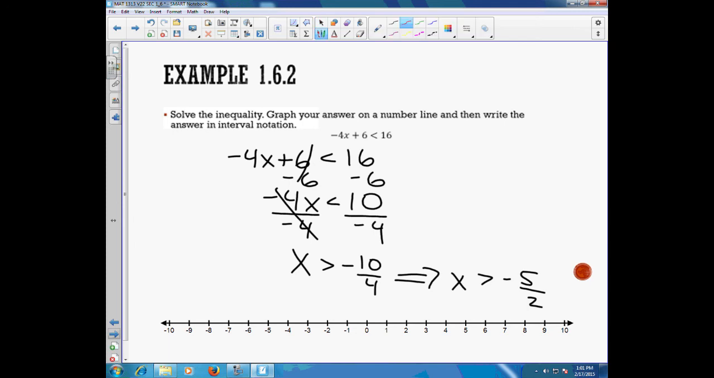Well, negative 5 over 2, that's negative 2.5. And we know x is going to be greater than that, but not equal to, so we get a parenthesis. And all the numbers greater. And so if we want to write our answer in interval notation, it's going to be parenthesis, negative 5 halves, because that's where we started from, to positive infinity. Infinity always gets a parenthesis.